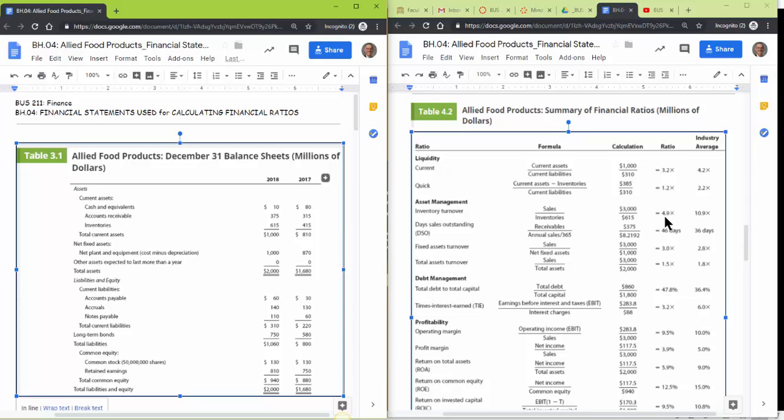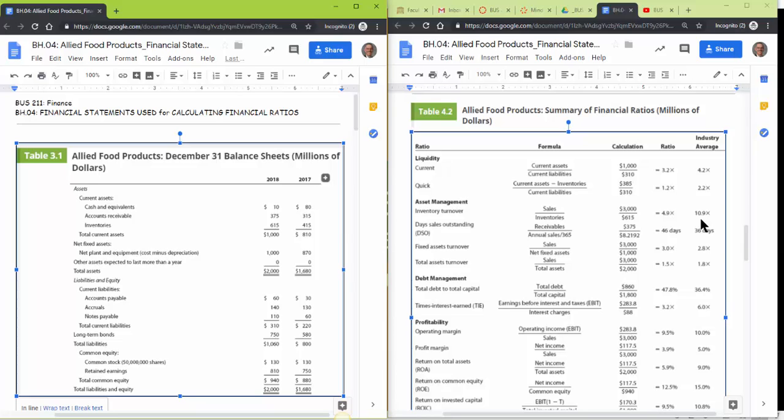Comparing Allied Food Products inventory turnover to its industry average, the industry average is 10.9 times a year, almost 11 times a year, and if we divide 10.9 into 365, that means the industry turns over its inventory every 33.5 days. That means that the inventory of Allied Food Products is lying around 40 more days than the industry in which it participates. So that means its inventory is a little bit more stale than its competitors.